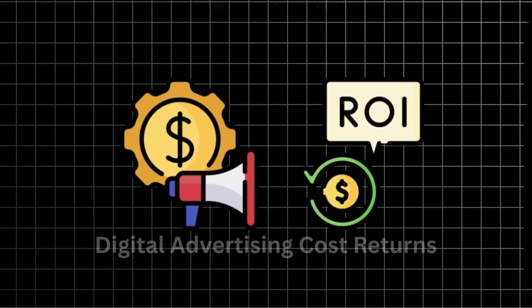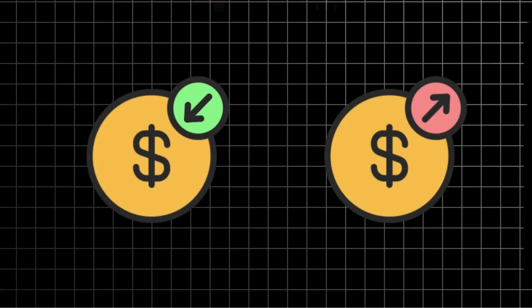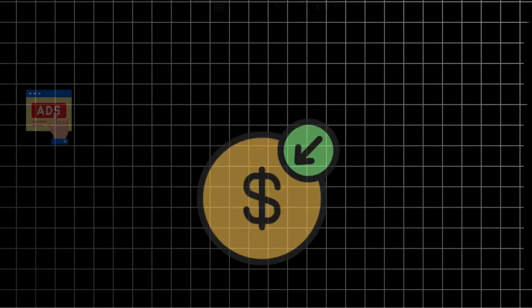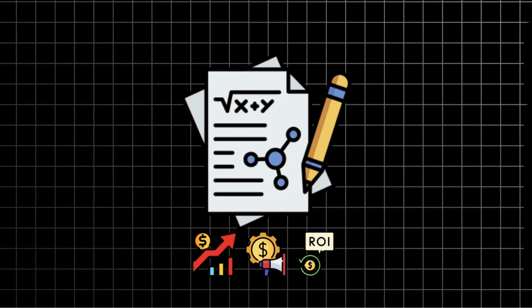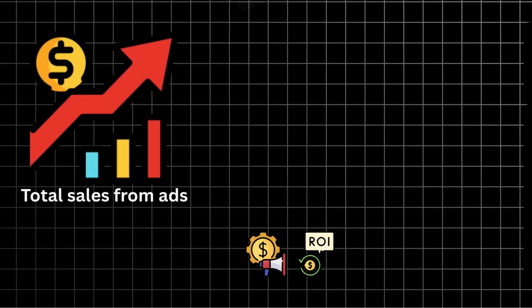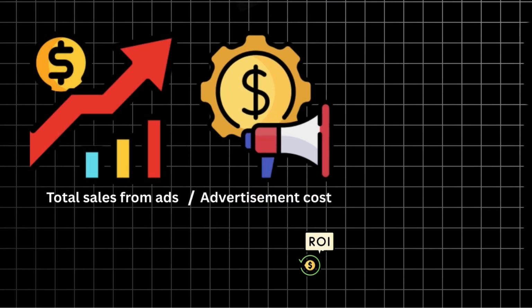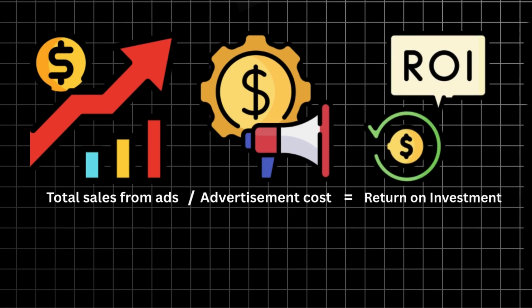And finally, we've got digital advertising cost returns. This one's all about money in versus money out. You want to know if those ads you're paying for are actually bringing in the sales. The formula is super simple. Take the total sales generated from an ad and divide it by the cost of that ad. That gives you your return on investment, or ROI.